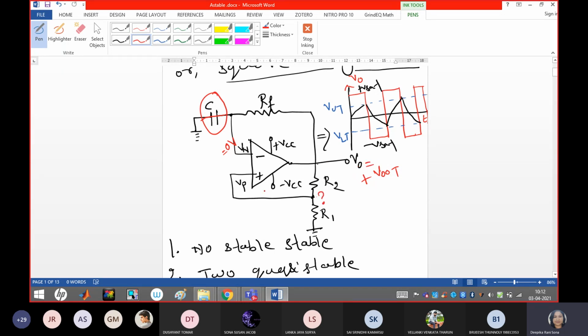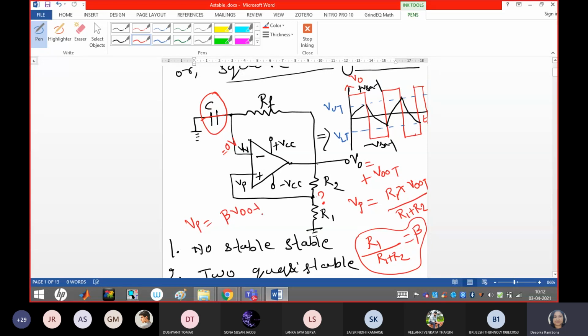Now what is the voltage at here? Suppose this voltage at here is Vp. What should be the equation for Vp? It is nothing but R1 into VOOT whole divided by R1 plus R2. Suppose this R1 divided by R1 plus R2 is beta. Already you have seen in the voltage series and shunt case, what is beta? The ratio R1 divided by R1 plus R2. Let's label this as beta. So Vp equal to beta VOOT, which is a positive voltage. Then this voltage will appear at here.